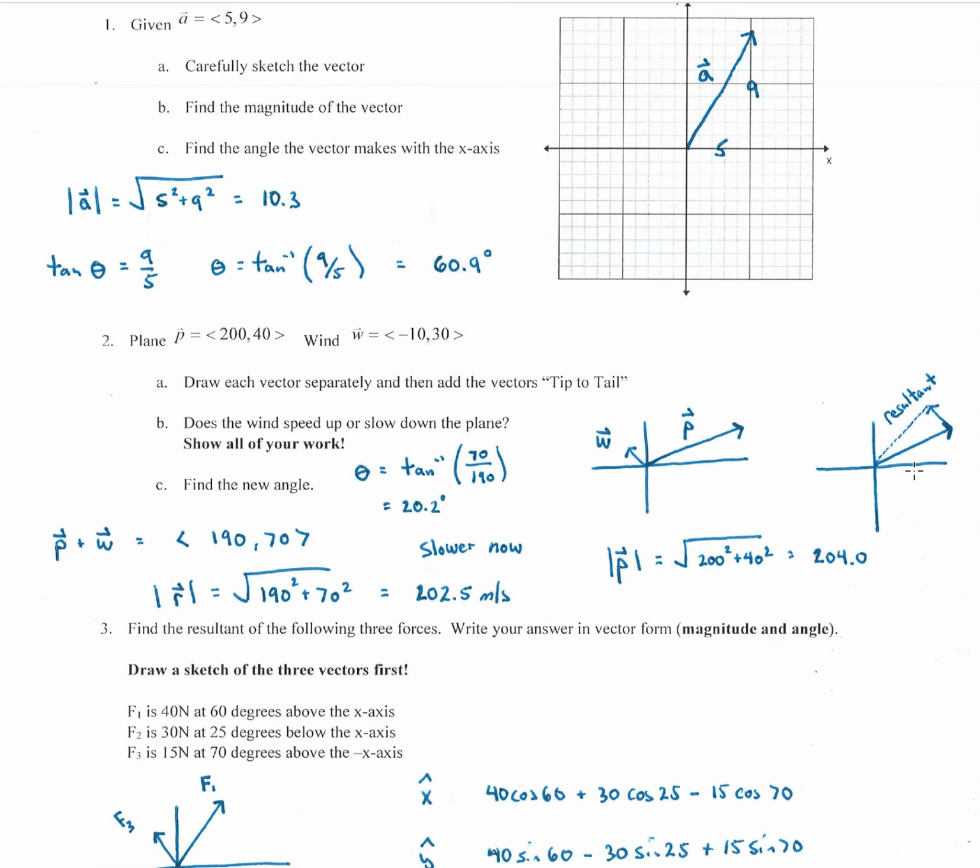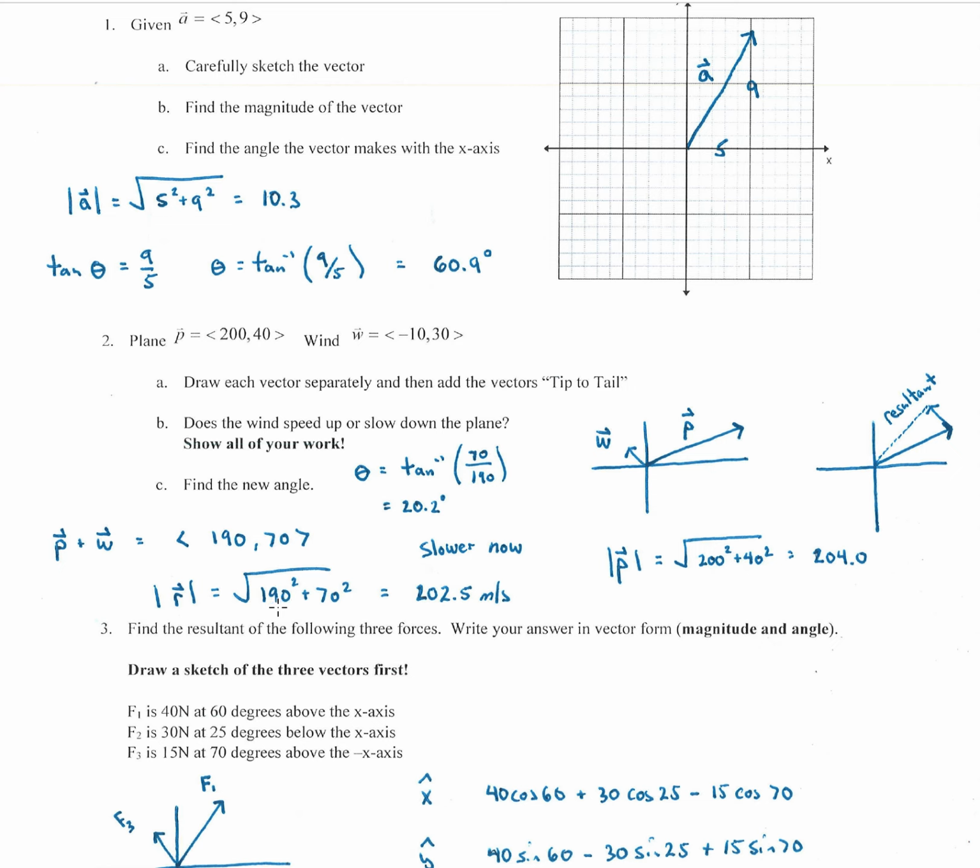If you look at the resultant, graphically we add those things tip to tail, and it doesn't matter the order, but I started with the plane and I added the wind to the tip of this. And the resultant then is that dotted line. The resultant is the net combination of those two vectors. And so when we add vectors, we add their components. So I just took the 200 plus the negative 10 to give you 190, and the 40 and the 30 to give you 70. So the plane plus the wind is going to be now flying 190 meters per second east and 70 meters per second north.